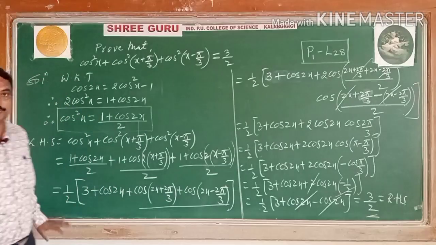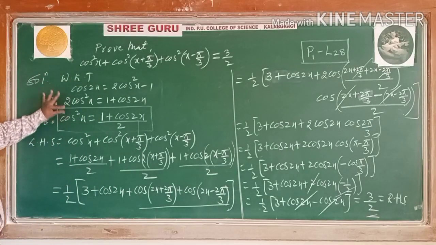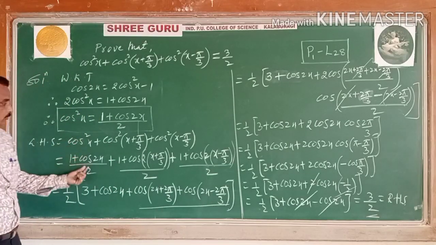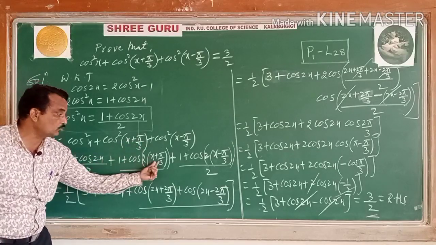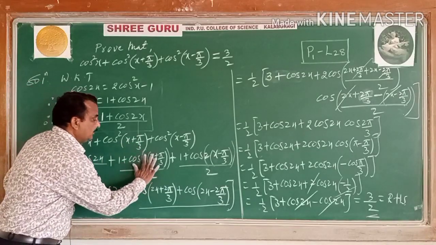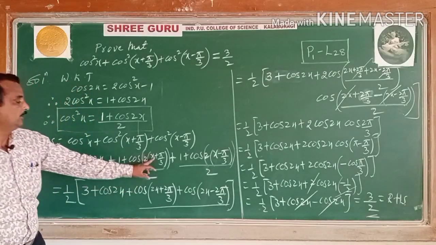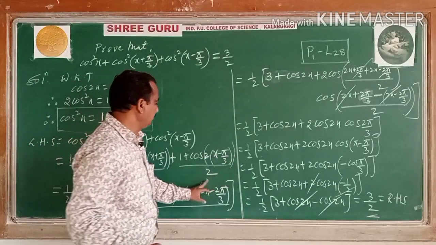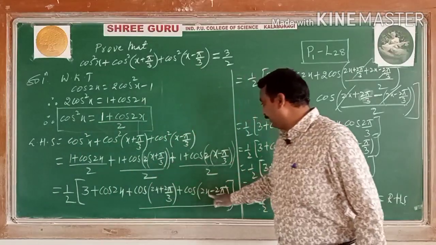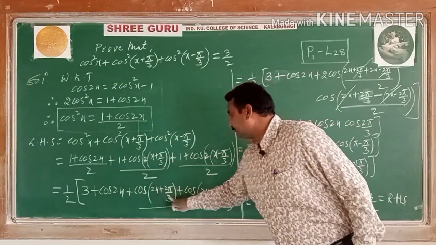Let us repeat once again, students. This is the cos square x formula. We have substituted the cos square x formula. Here x is x plus 2 pi by 3. You have taken the bracket here. X as x plus 2 pi by 3. 2 times of x plus pi by 3, 2 times of x minus pi by 3. And in the next step we have simplified here. 2 taken inside the bracket.